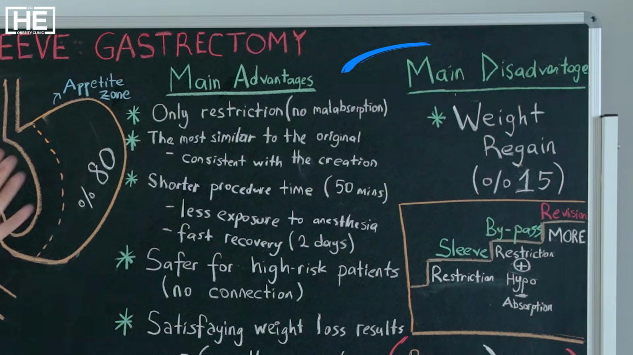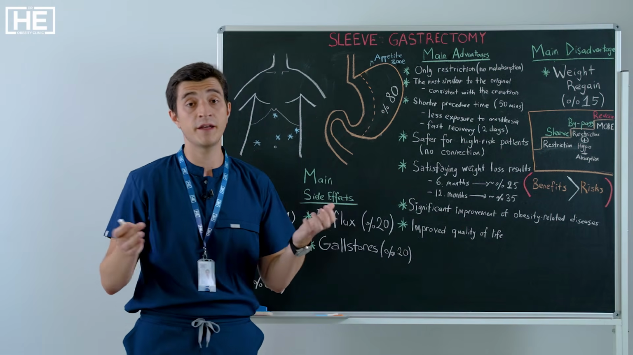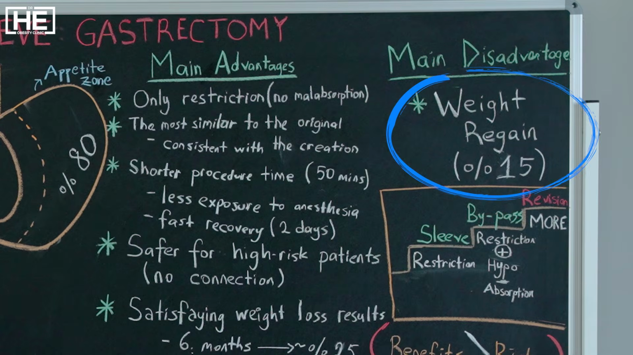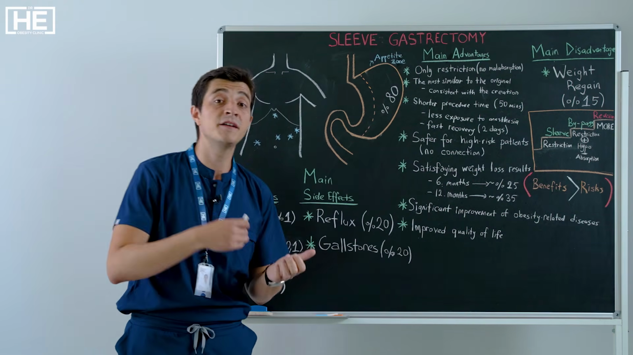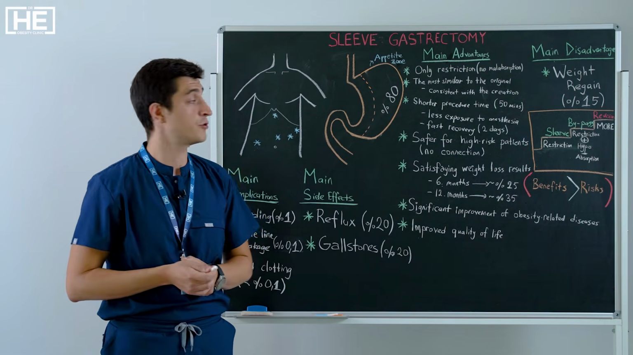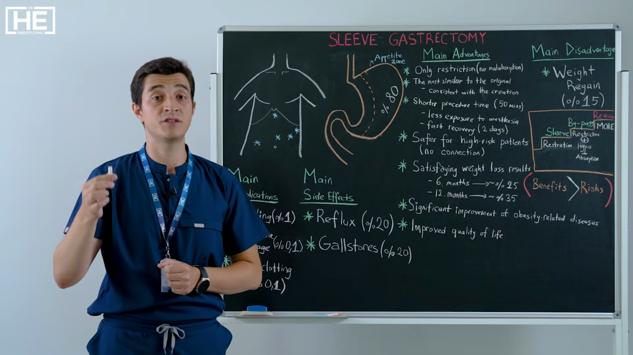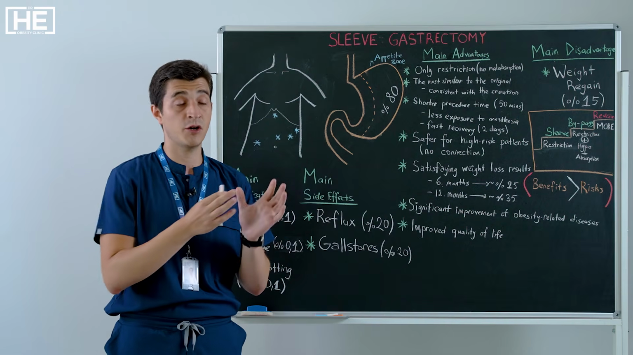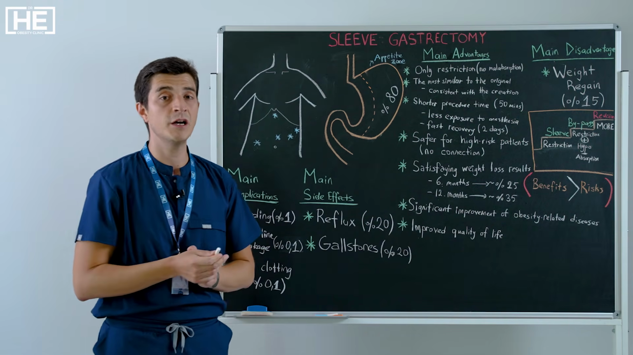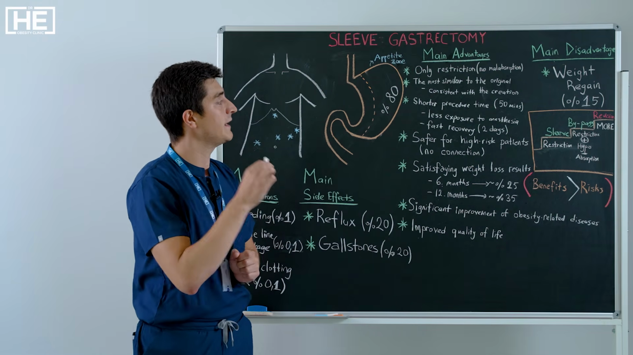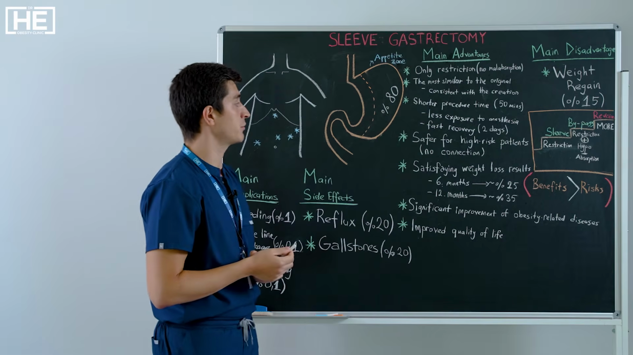When we come to the main disadvantages, the first one is obviously weight regain. Actually, weight regain can be seen after the other bariatric procedures too, but it is a little bit higher in sleeve gastrectomy than in the other procedures because this is just a restriction. There is no hypoabsorption. Of course, a little bit more weight loss is expected after bypass procedures.